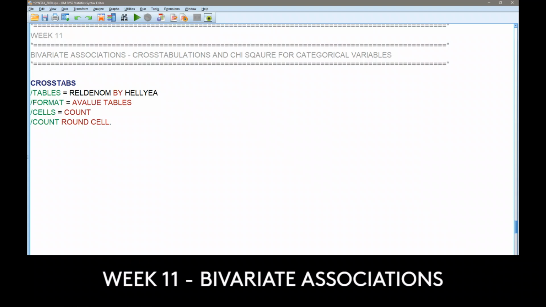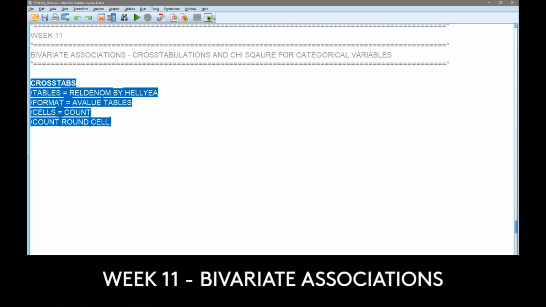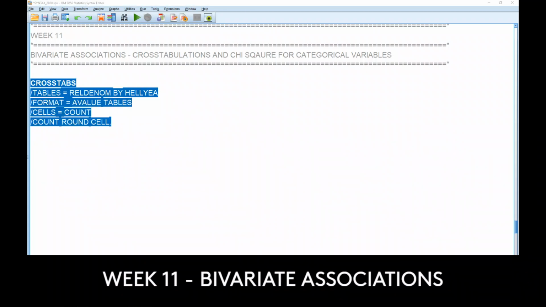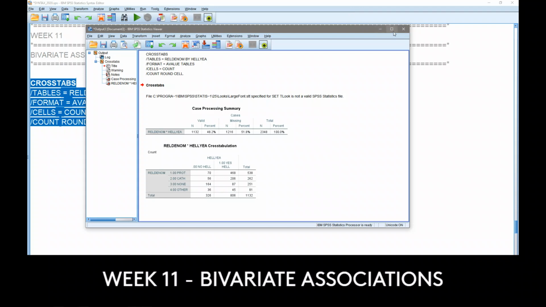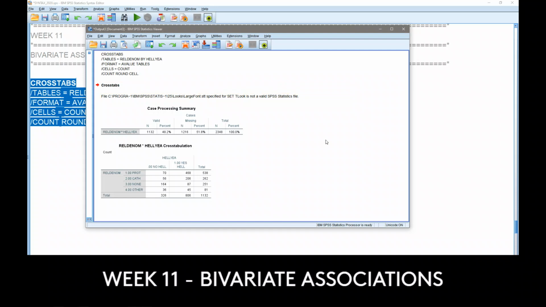The next line is the format line. Just specify avalue and tables. For the cells, we want to do a simple count, a tally, a frequency of the cases by variables. The last line, specify count round cell. I'm going to go ahead and highlight this. Okay. So here you can see the simple output.